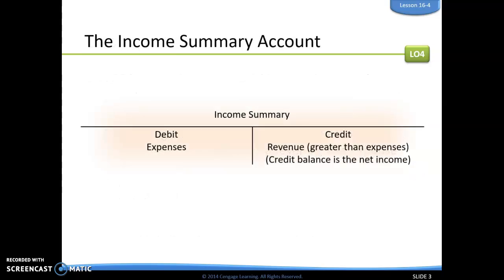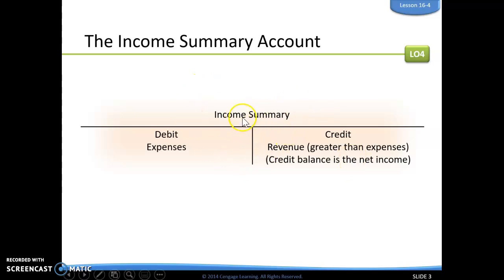So first they're showing us our income summary. Our income summary, we have our debit side, we have our credit side. Revenue, if our revenue is greater than our expenses, and then our expenses over here, and we have our credit balance, would be our net income. So really what this is doing is it's showing us if we have a net income.